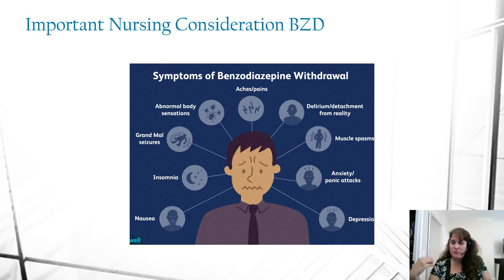What to do if a person does need to go off of their benzodiazepines? We really need to do what's called a taper, which means taking progressively smaller doses of the medication over a course of a few weeks to slowly rid the body of this impulse and minimize the chances for withdrawal symptoms.